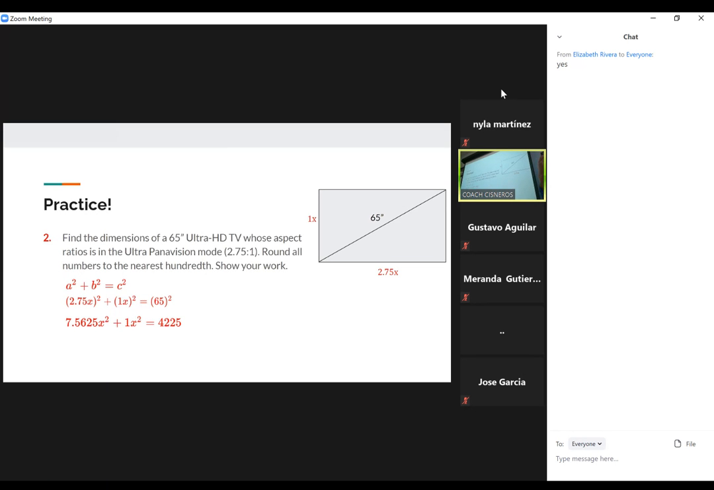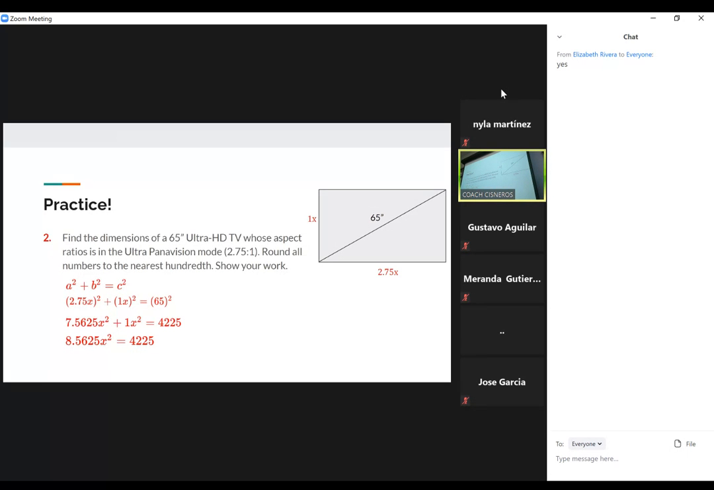Okay. Let's combine like terms. What's 7.5625 plus 1? Oh, come on, guys. 8.5625. 8.5625 x squared. So notice how each of these steps has been exactly the same. We're just putting in different numbers.